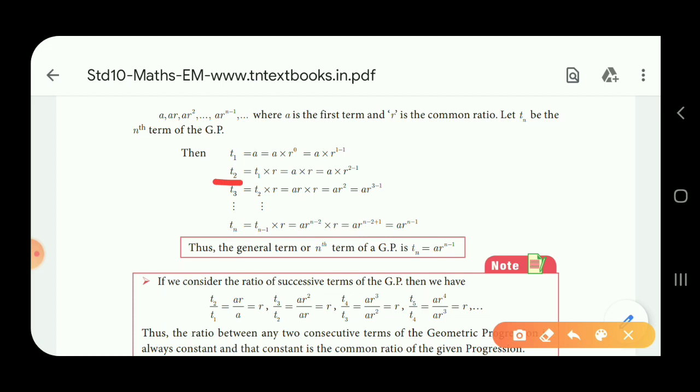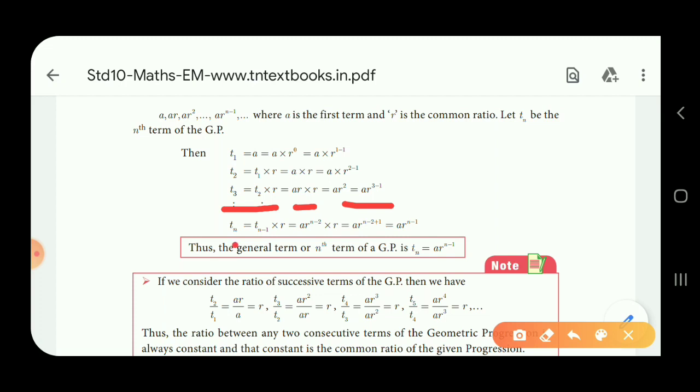So T2 is T1 into R, where T1 is A, giving A into R power 2 minus 1, that is also AR. The next term, T3, is T2 into R, that is AR into R, which gives AR square, that is A into R power 3 minus 1.